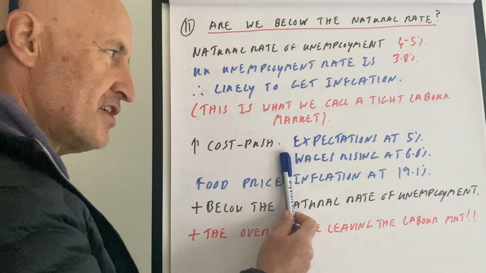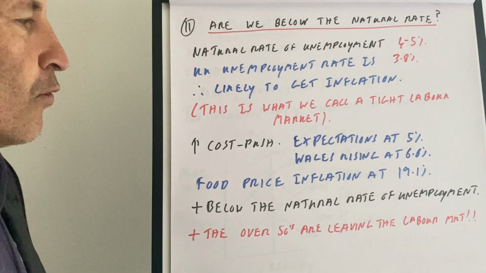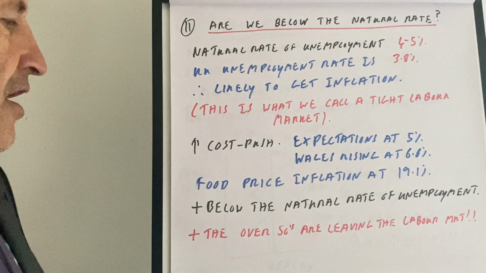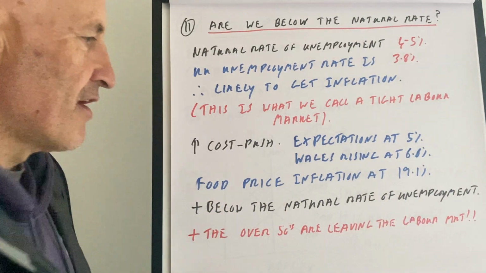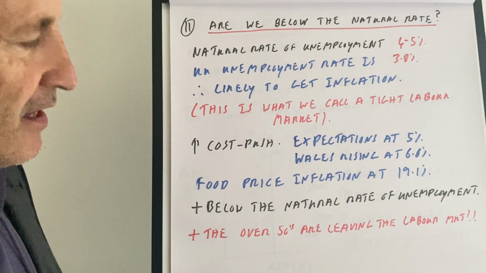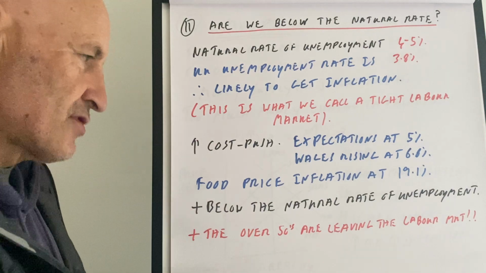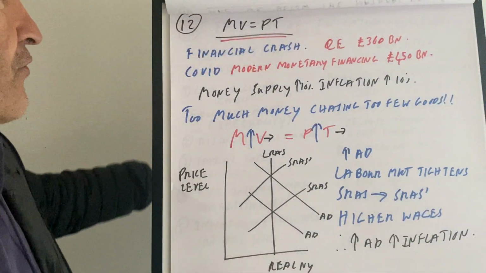Okay, so that will increase cost push inflation because expectations are at 5%. Wages are rising at 6.6%. Food inflation is at 19.1%. We're also below the natural rate of unemployment. And also the over 50s are leaving the labour market. Because they're leaving the labour market, maybe because of COVID, that's also reducing the underlying trend rate of growth.